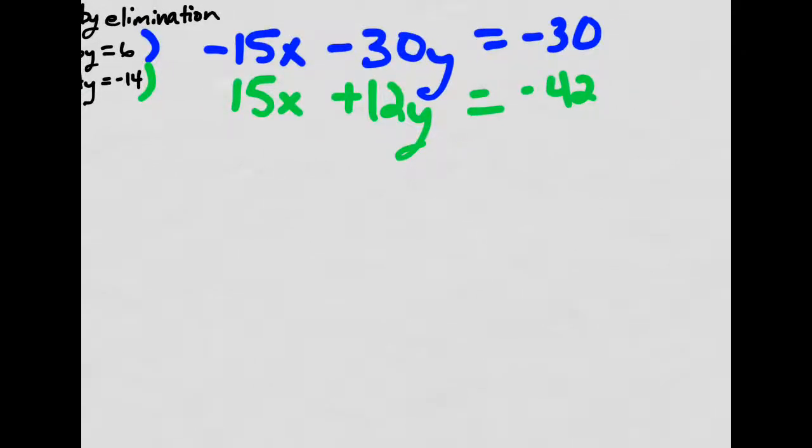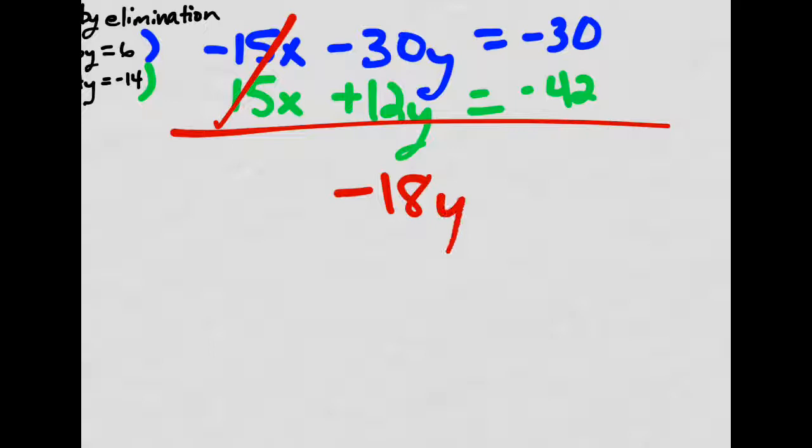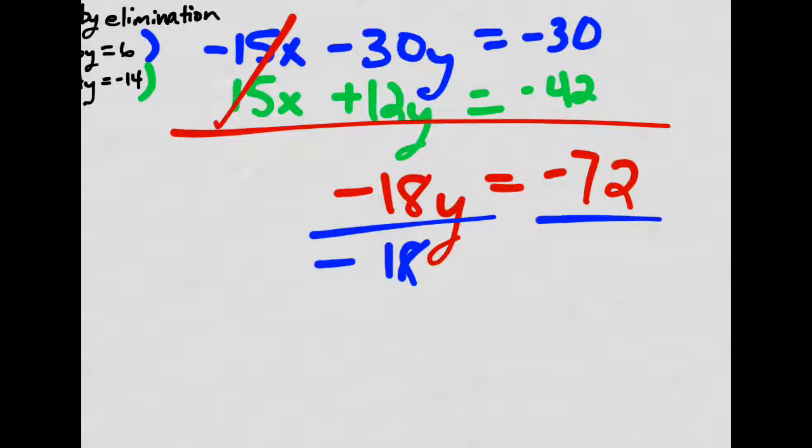So then I can add down. Negative 15x and 15x are going to cancel out. Negative 30y and 12y is going to give me negative 18y. And negative 30 plus negative 42 gives me negative 72. Then I can divide both sides by negative 18. And that's going to give me y is equal to 4. Positive 4.